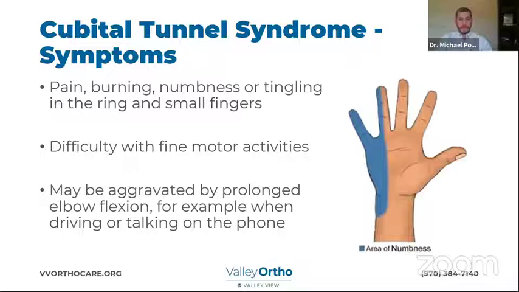Like carpal tunnel, in the early stages, the numbness and tingling, the other symptoms, they tend to come and go. As the disease becomes more advanced, that's where people start to see muscle weakness or even atrophy, more permanent symptoms.